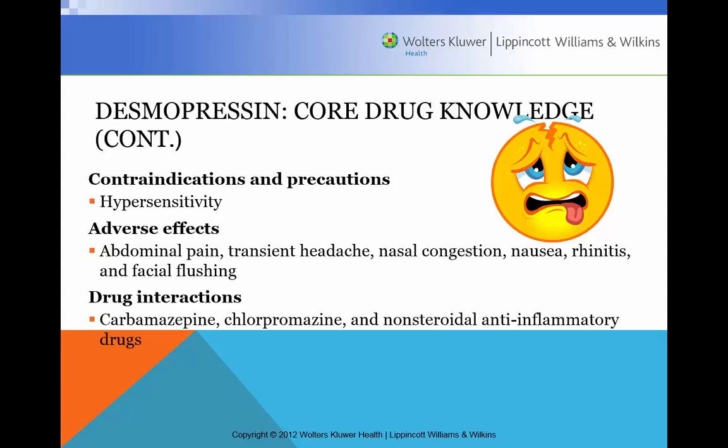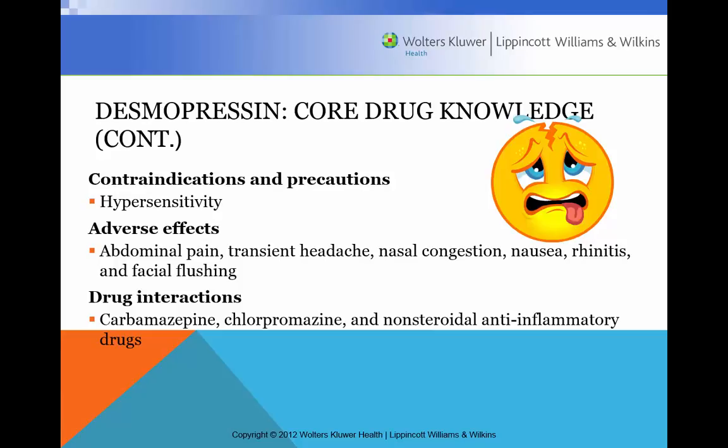In the core drug knowledge, contraindications and precautions would be hypersensitivity. That's the only contraindication to desmopressin. There are also some cautions that are listed there in your book, and so you want to use caution with some of the specific routes of delivery. But the only true contraindication is hypersensitivity.